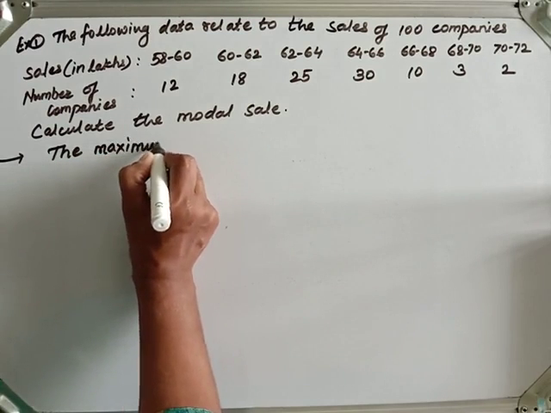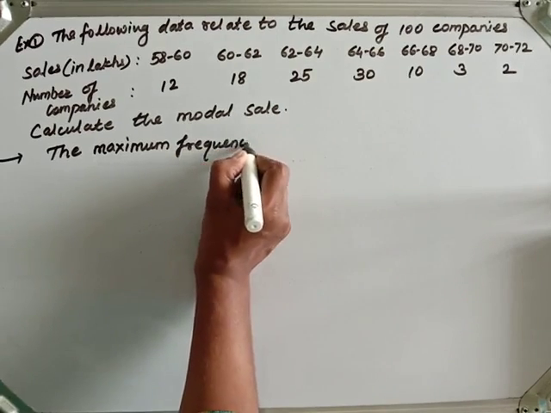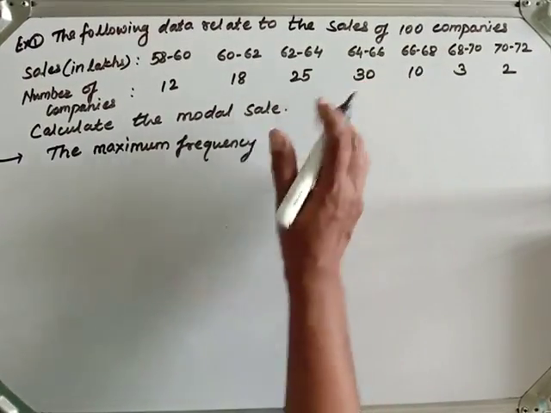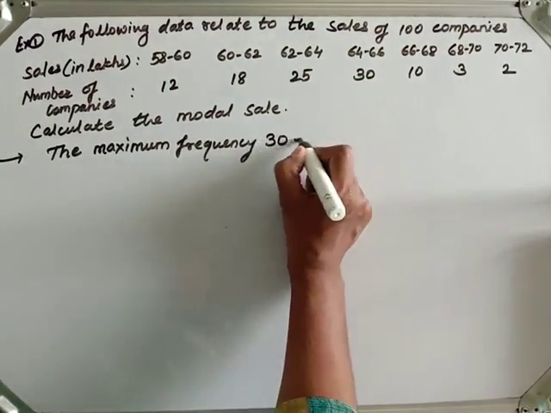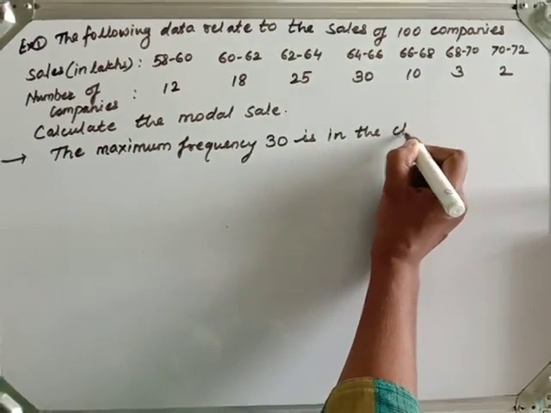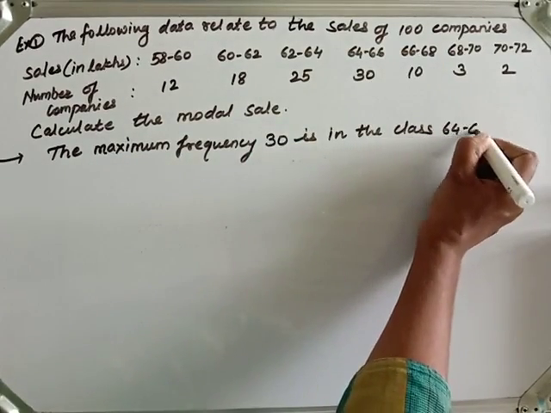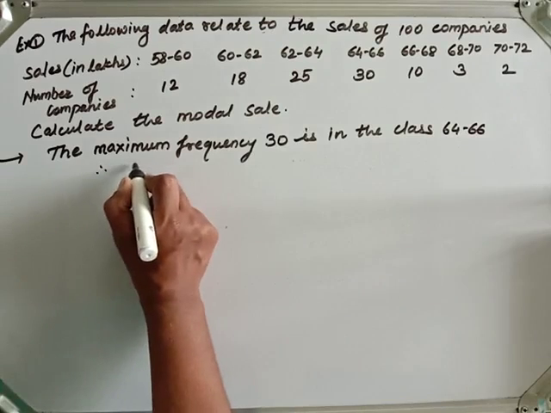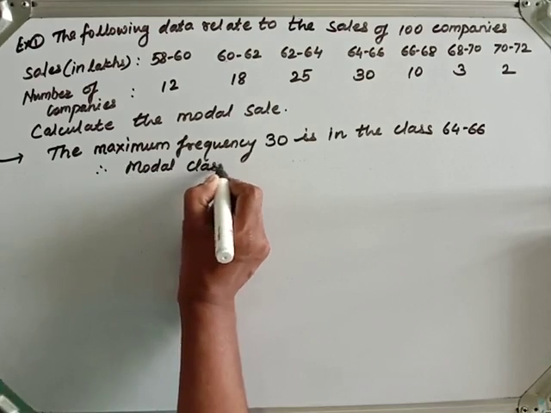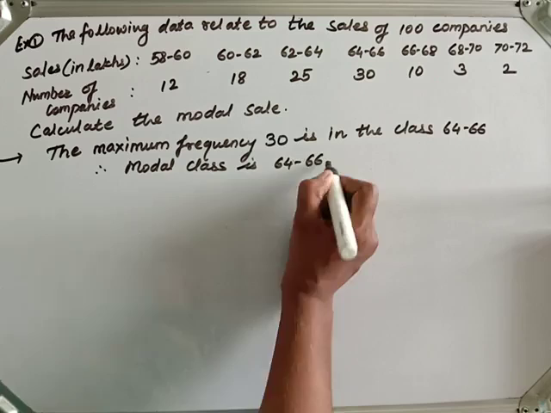So which is the maximum frequency among these: 12, 18, 25, 30, 10, 3, 2? So 30 is the maximum. The maximum frequency 30 is of which class? It is 64 to 66. Therefore the modal class is 64 to 66.